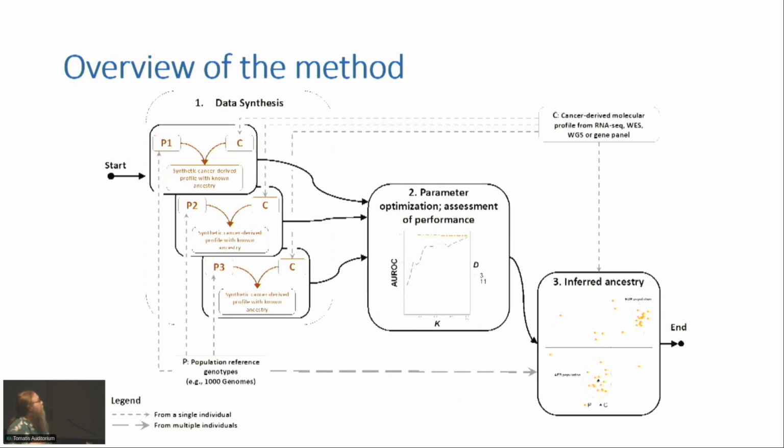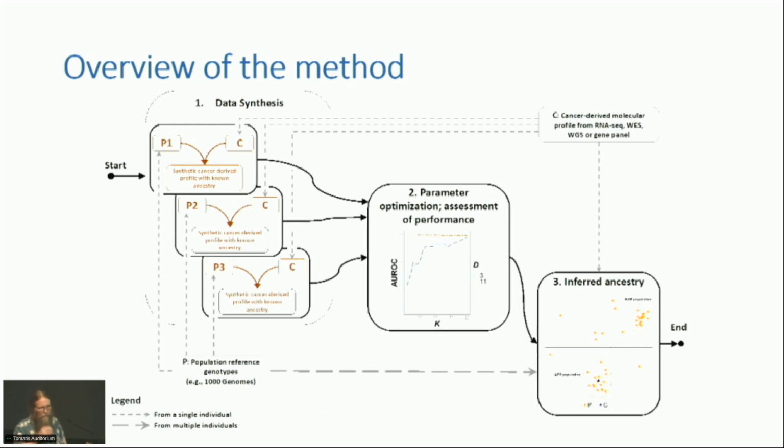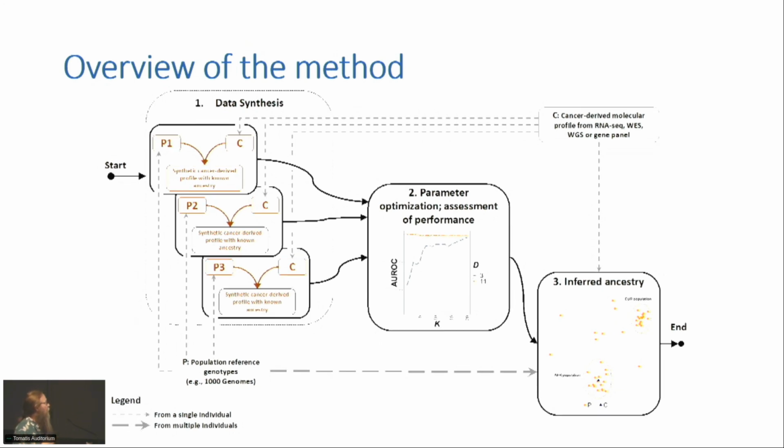So the idea behind RAIDS: we start with the reference population. We extract variants with some cutoff frequency for at least one of the populations. We extract a subset of samples from the reference. We generate what we call the synthetic data. I will explain a little bit more about the synthetic data. And we optimize the parameters for the method.